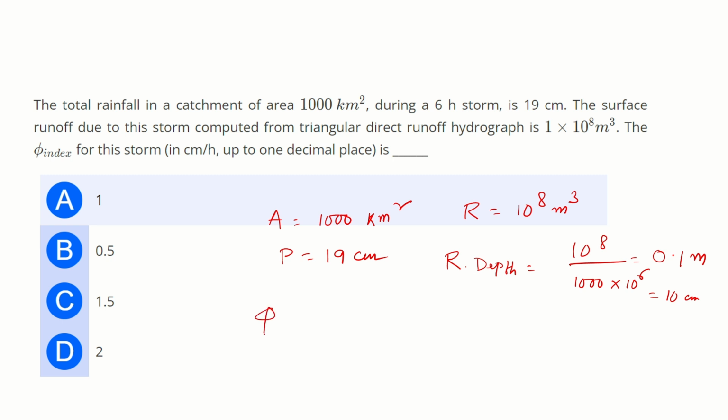What is phi index? P minus R divided by T. Duration of the rainfall is given 6 hour. P is 19 minus 10 divided by 6. So 1.5 centimeter per hour.